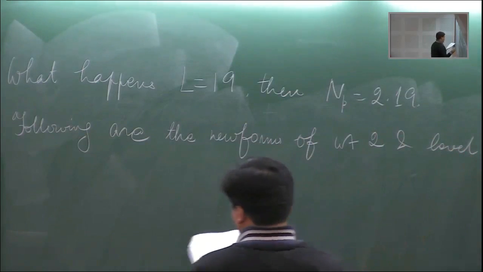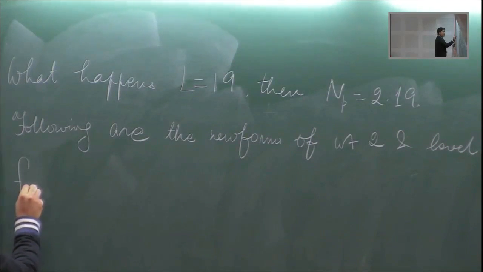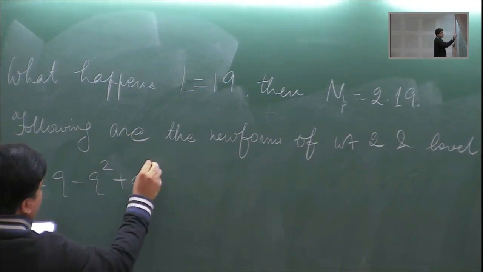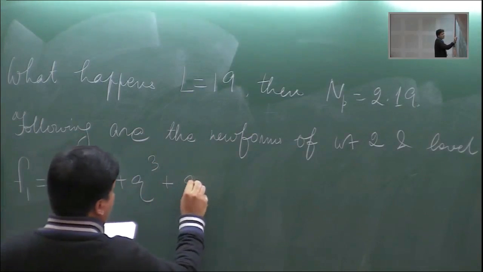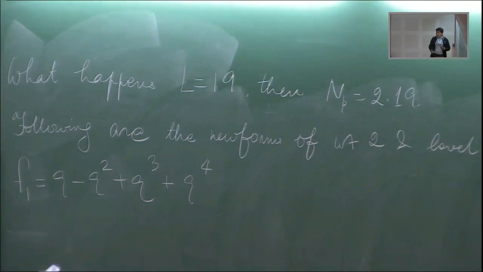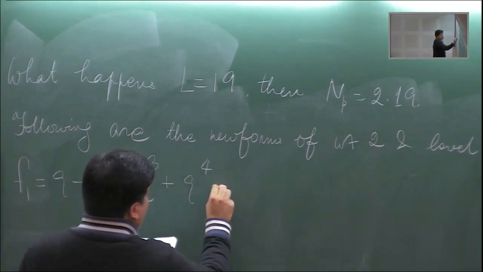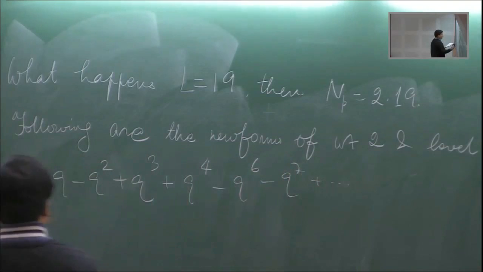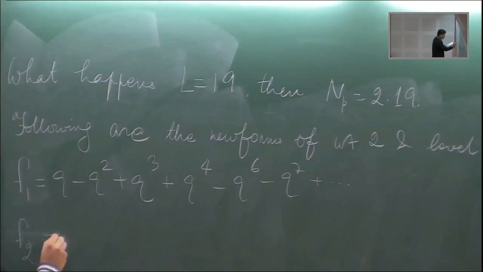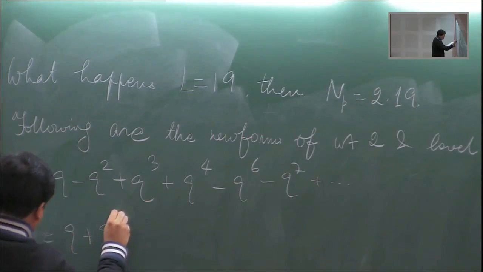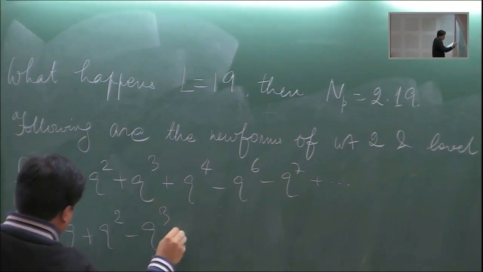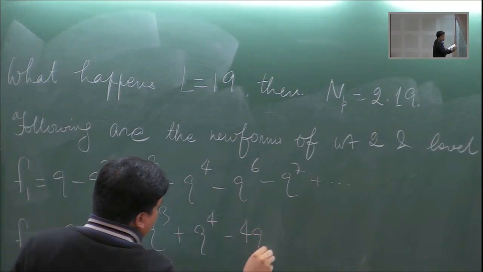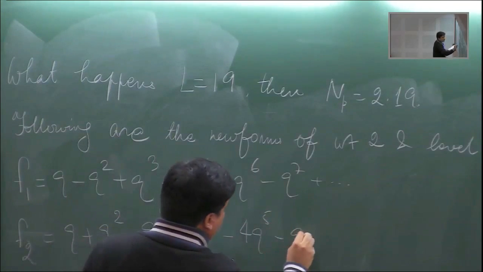The first one is, say, F1 equals Q minus Q squared plus Q cubed plus Q to the 4. Remember that Q is e to the power 2 pi i z. Minus Q to the 6 minus Q to the 7 plus and so on. And then F2 equals Q plus Q squared minus Q cubed plus Q to the power 4 minus 4 times Q to the power 5 minus Q to the power 6.